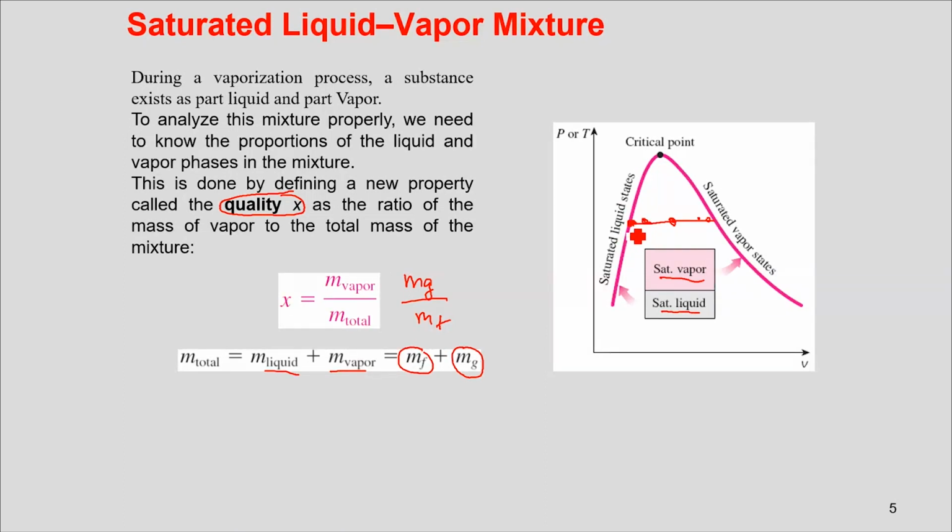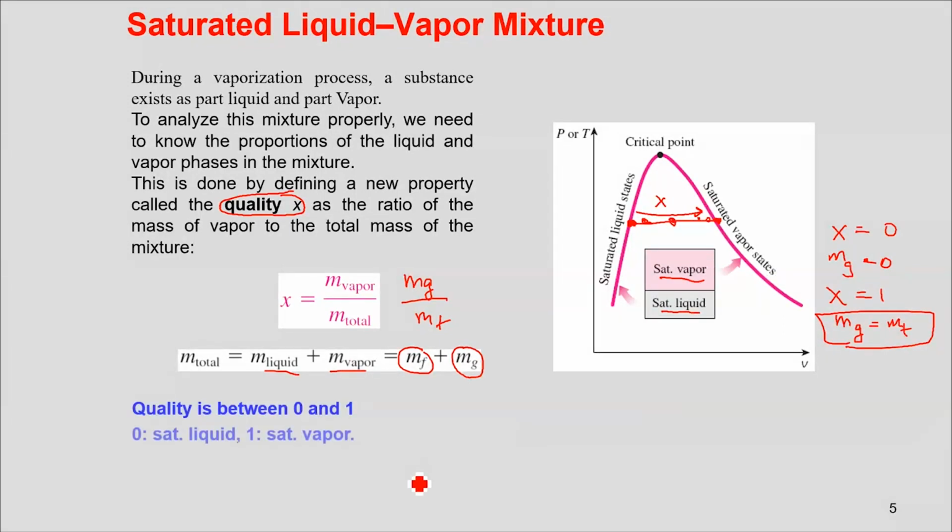Furthermore, if I am at this line, which is the saturated liquid state, my x value would essentially be 0 since my mg is essentially 0. And if I am at this line, the saturated vapor line, my x value would be 1, which is the place where mg is equal to the total mass of the system. So as I move from saturated liquid to saturated vapor, the x value is essentially increasing from 0 to 1.